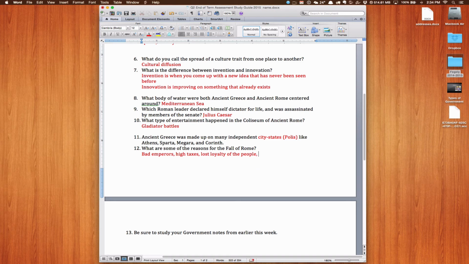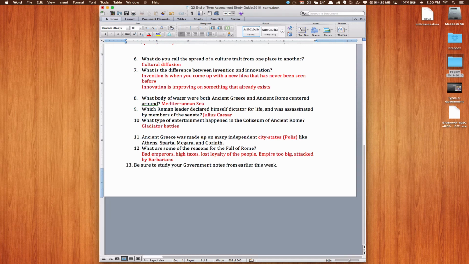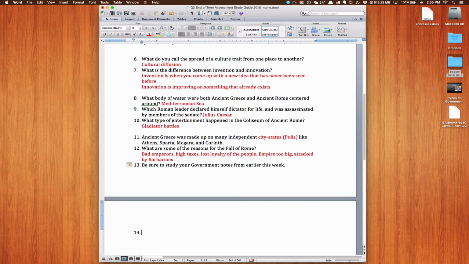Some other reasons for the fall of Rome: the empire was too big. The Romans couldn't control it anymore. They didn't have enough soldiers to protect all their borders. And eventually they were attacked by the barbarians, especially the people of Northern Europe who they had conquered in the past. When the barbarians of Northern Europe realized that Rome wasn't as strong as it had been, they took advantage of it and actually marched all the way to the city of Rome and sacked the city.